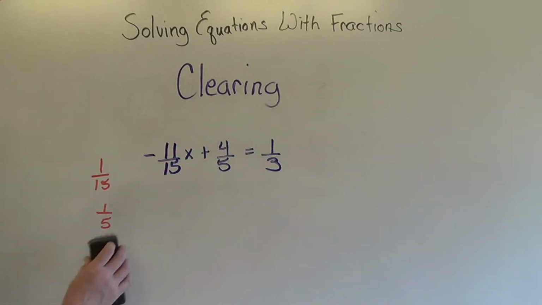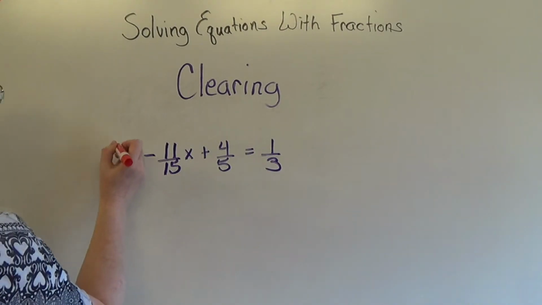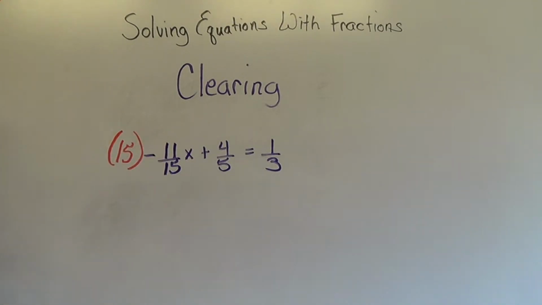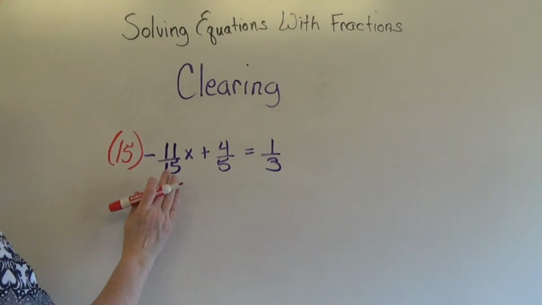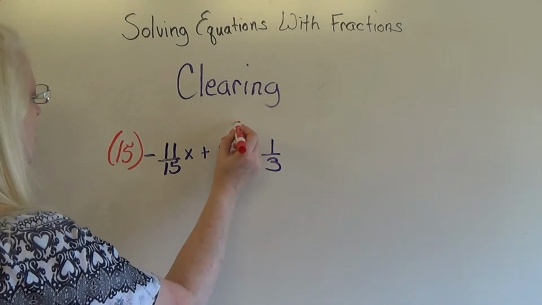So we're going to use that same method of finding the least common multiple, or the least common denominator for these three fractions, which we said is 15. Okay, so what I'm going to do is I'm going to multiply each term by 15. I have 1, 2, 3 terms. Don't forget this side of the equals.